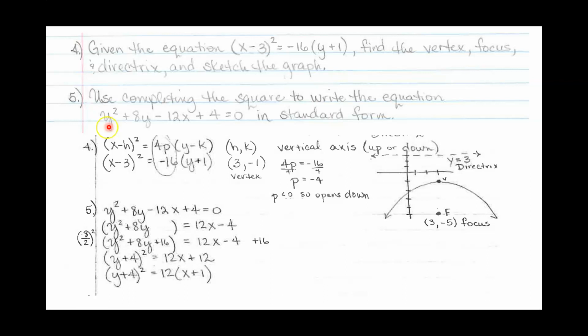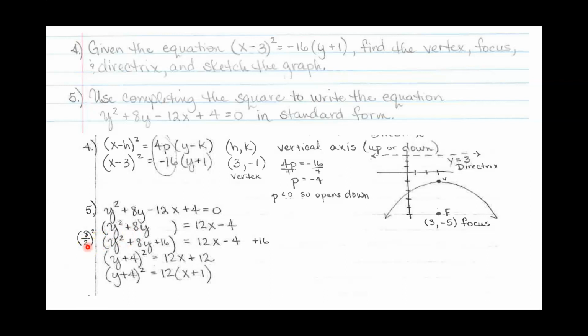All right, so the y squared, that's what I want to complete the square with. So I'm going to come down here and I'm going to get my y terms together and leave room to complete the square. And then I'm going to move everything else to the other side and get it out of the way. So let's add the 12x to the other side and let's subtract the 4 over to the other side. To complete the square, we take the coefficient of the middle term, so 8, cut it in half, and then square it.